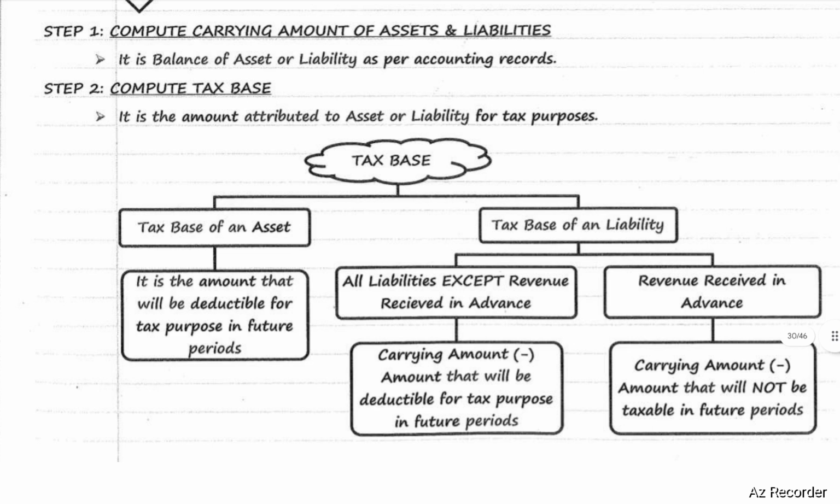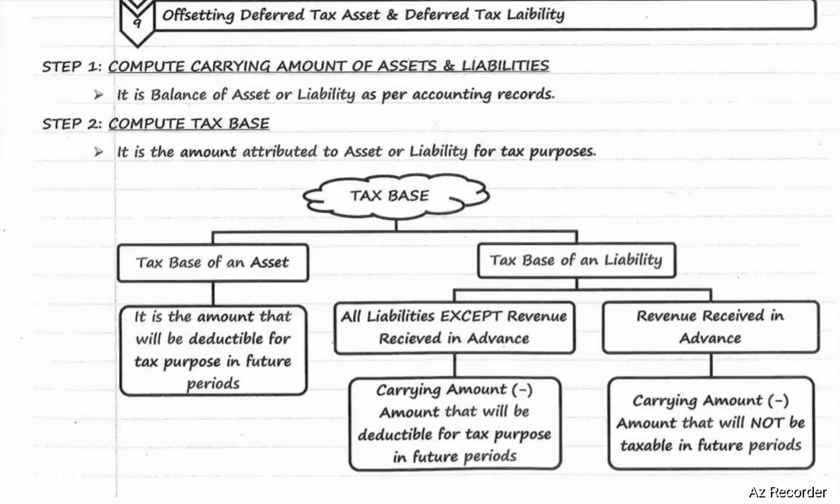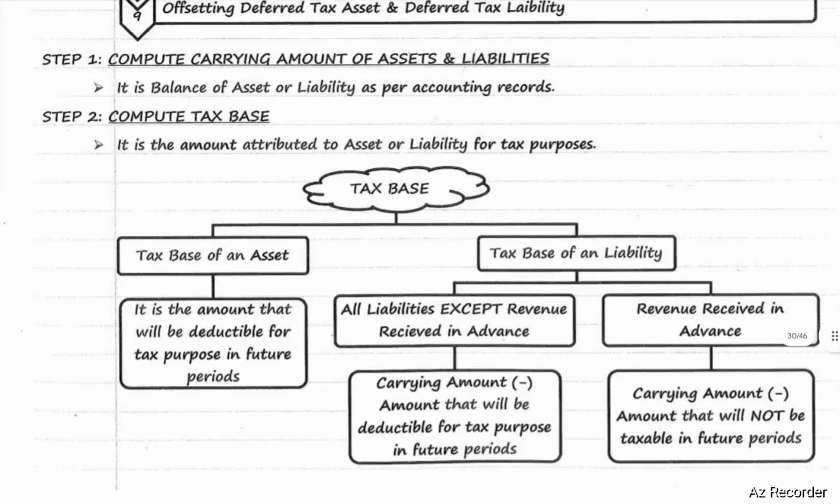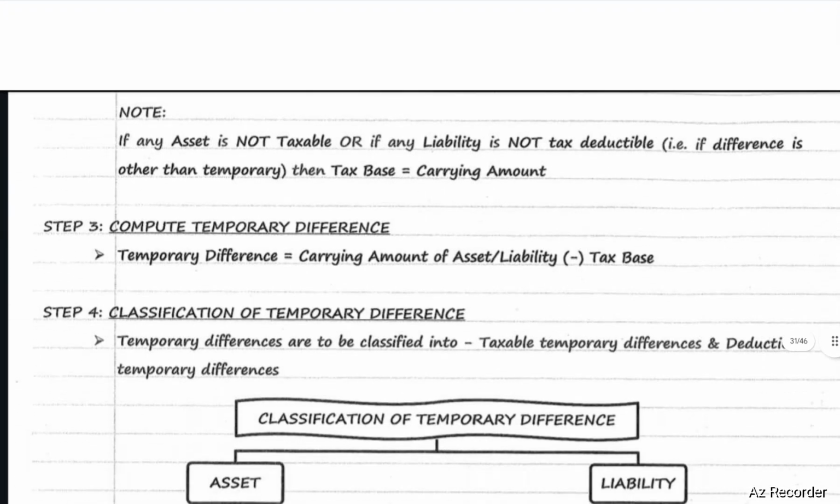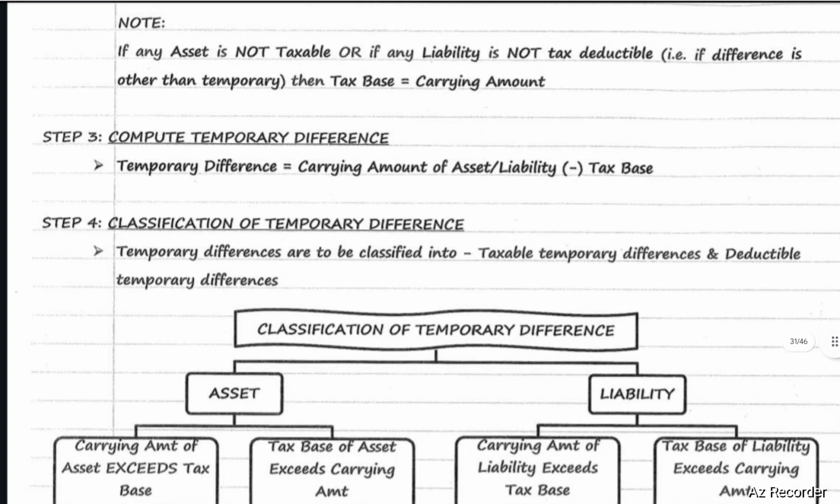Tax base in case of liabilities. All liabilities except revenue received in advance: that is carrying amount minus the amount that will be deductible for tax purposes in future periods. Revenue received in advance: carrying amount less the amount that will not be taxable in future periods. If any asset is not taxable or if any liability is not tax deductible, that is, if the difference is other than temporary, then tax base equals carrying amount.